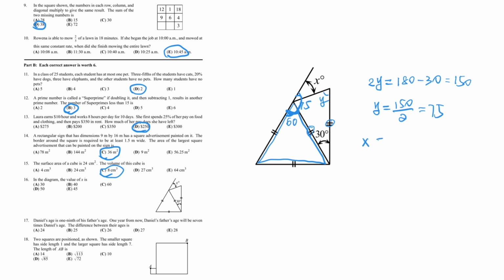So x is the 180 minus 60 minus 75. So that's the 45 degrees. Therefore, the answer of 16 is E.